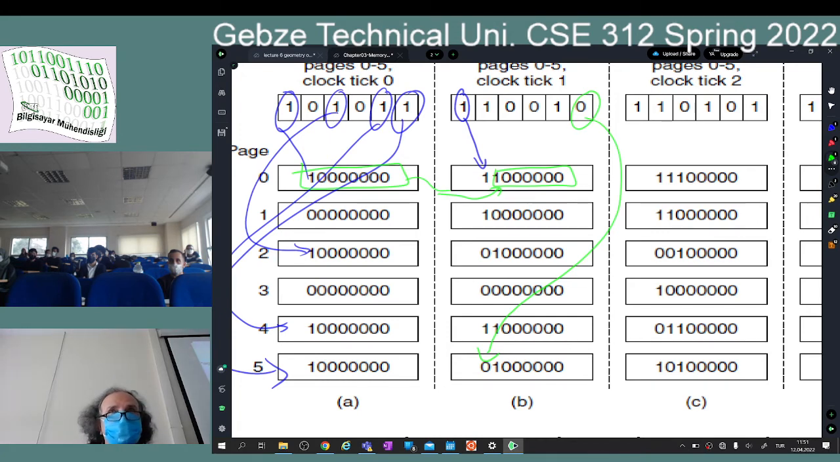Yes. When the smallest ones are equal, two or more smallest? Yeah, just pick a random one. Random. Yeah, sure.